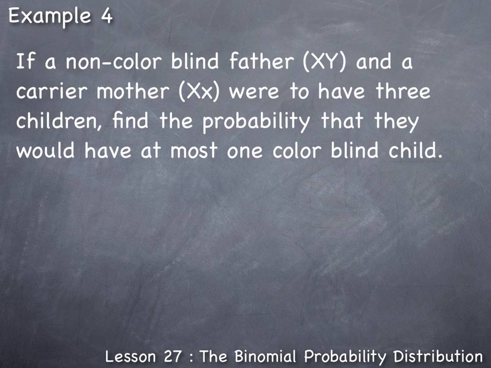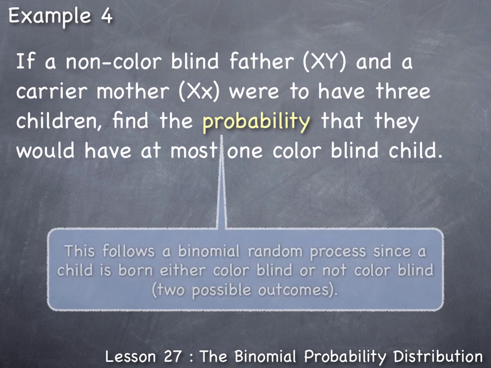Well, here we seek the probability. And the probability is focusing on having a certain number of colorblind children. And each time a child is born, it could be either colorblind or not colorblind. Thus, this follows a binomial random process, since a child is born either colorblind or not colorblind. That is, 2 possible outcomes.